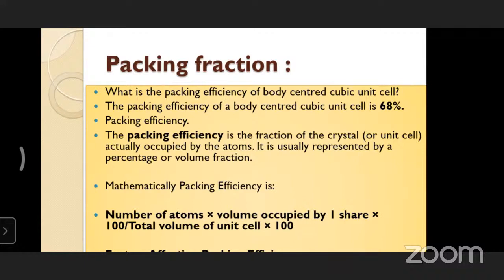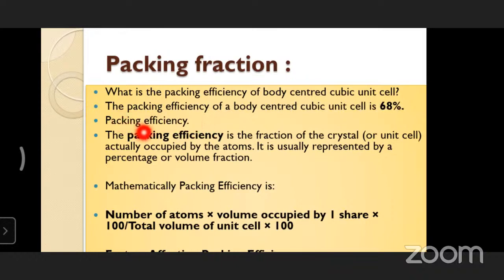So what is the packing efficiency of a body centered cubic unit cell? Clearly, we know we have three types of unit cells. Yesterday we discussed them: simple cubic, body centered, and face centered cubic. Of those three, he is asking for the packing efficiency of the body centered cubic cell, which is given as 68%. How did we get this 68%, and on what basis? That we will discuss.